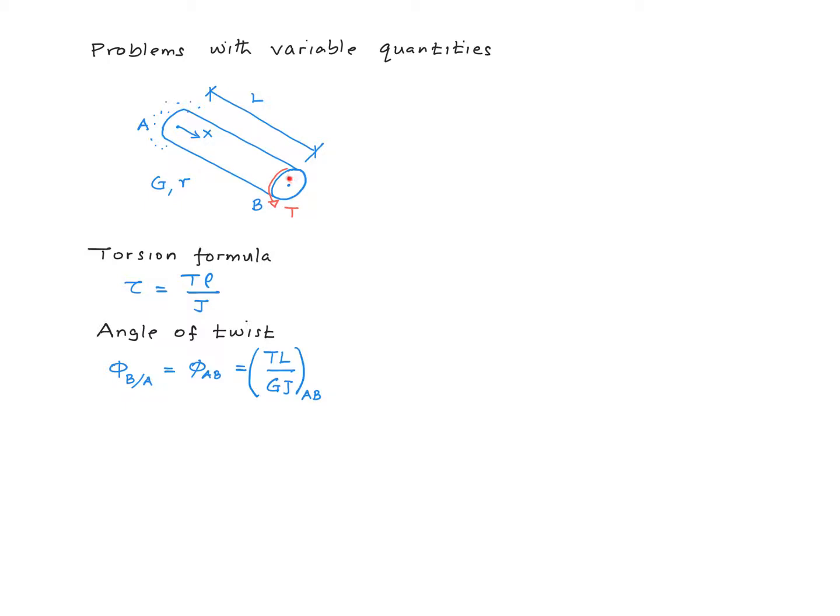The angle of twist of point B relative to point A would be the angle of twist of this segment AB, which is given by this formula right here, right? TL over GJ evaluated for the shaft from A to B. T is the torque, L is the length, G is the shear modulus, and J is the polar moment of inertia. Again, T, G, and J had constant values within a segment, right?